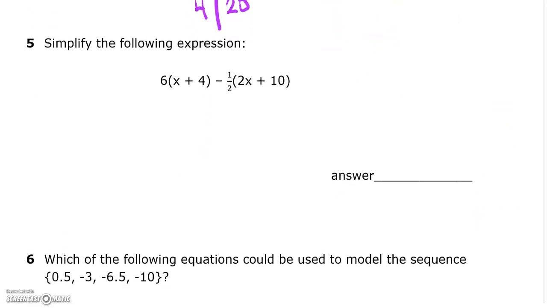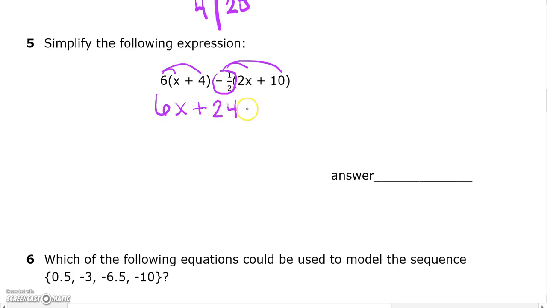Simplify the following expression. So since there's parentheses and we have numbers outside, we know we have to distribute. So 6 times x is 6x. 6 times 4 is 24. Okay, now this negative 1/2 is what messed a lot of people up. Y'all, you have to remember you're distributing this whole thing. So negative 1/2 times positive 2 would give us negative 1x. And then negative 1/2 times positive 10 would also be negative, and half of 10 is 5.